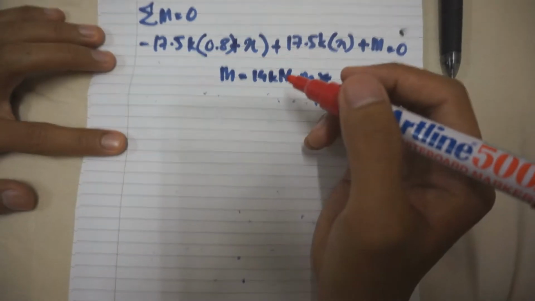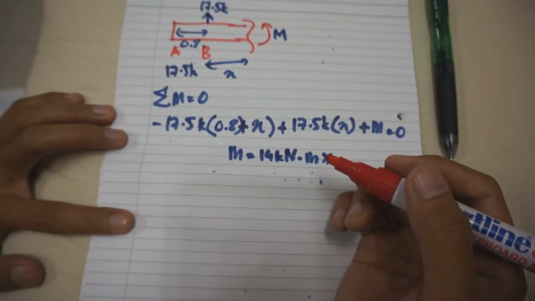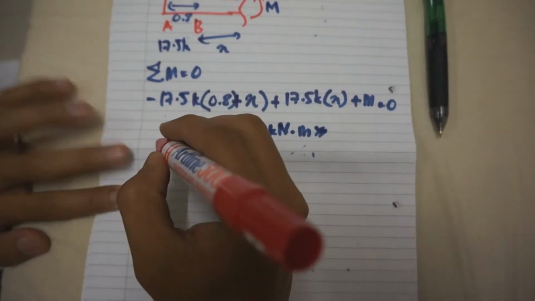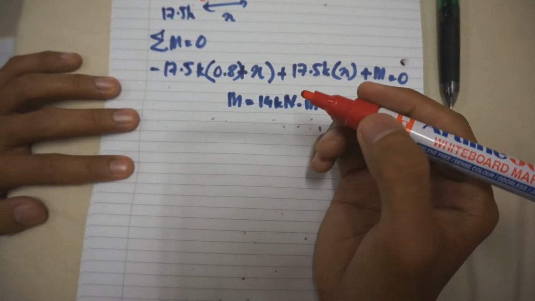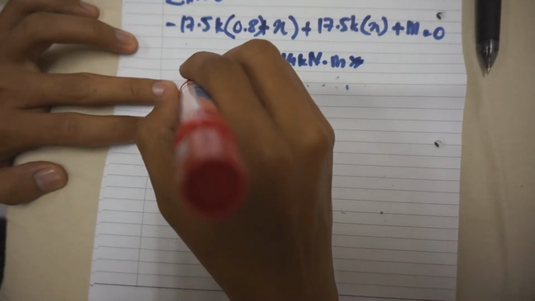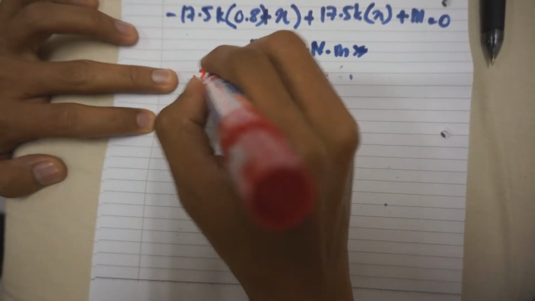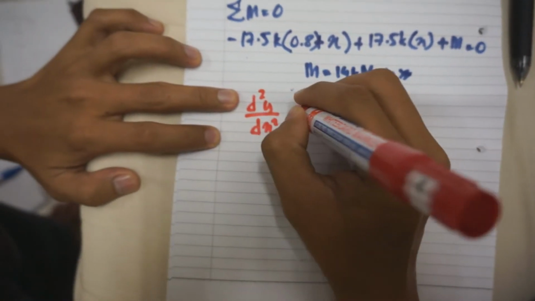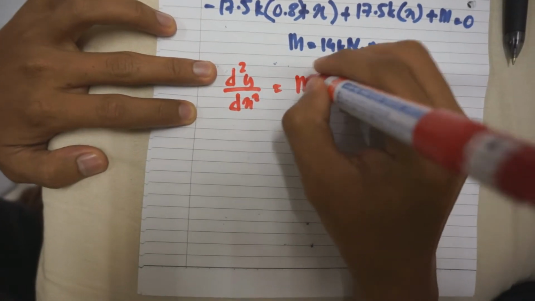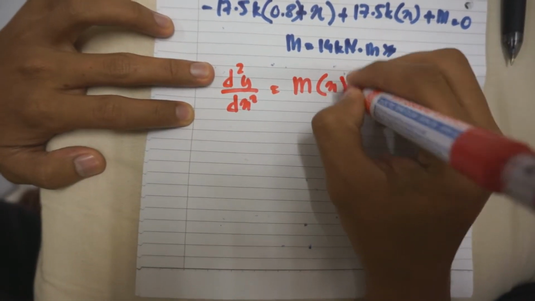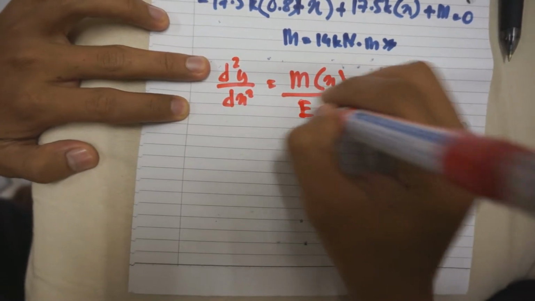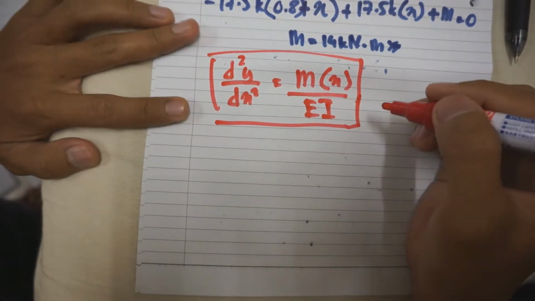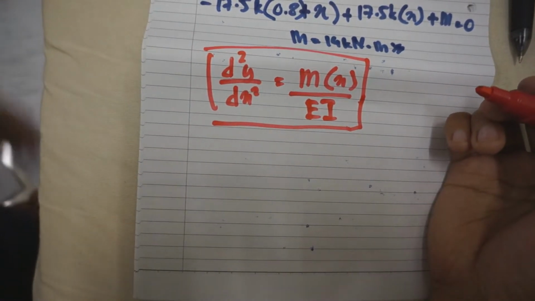Okay, now we will calculate the maximum deflection at point C. For maximum deflection, we use the formula d squared y over dx squared equals M of x over EI. This is the formula as told by Muiz.